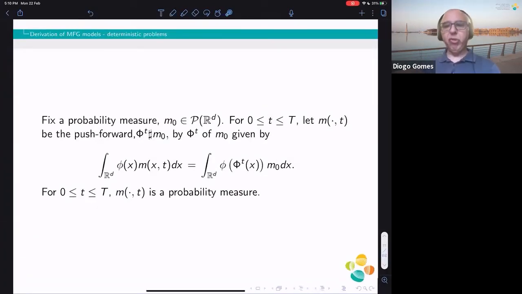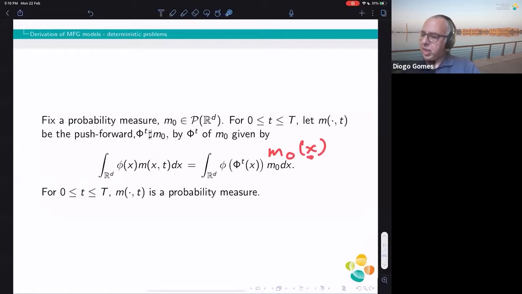And once you have a flow, then you have what's called the push forward, which is a map that takes probability measures and builds other probability measures in, let's say, the only possible way. You take an initial density for agents, right? You have m0 of x, and then you see where the agents are at time t and you integrate. And this defines a probability measure or probability density, depending on smoothness, at later times.